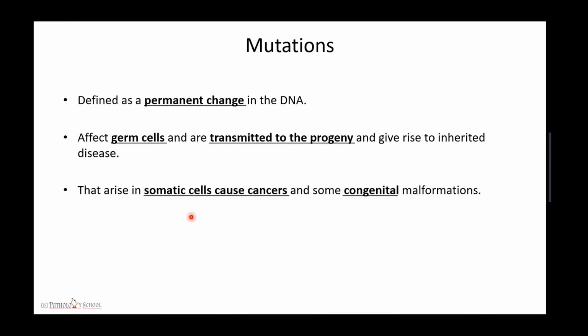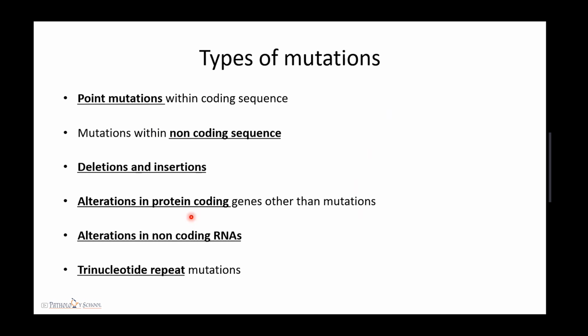Now, what are mutations? They are defined as a permanent change in the DNA. They can affect the germ cells and be transmitted to the progeny, giving rise to inherited diseases. Those that arise in somatic cells cause cancers, and some cause congenital malformations. What are the types of mutations? First is point mutation within the coding sequence, then mutations in the non-coding sequence, deletions and insertions, alterations in protein coding genes, alterations in the non-coding RNAs, and trinucleotide repeat mutations. Trinucleotide repeat mutations form the basis of microsatellite instability syndrome.